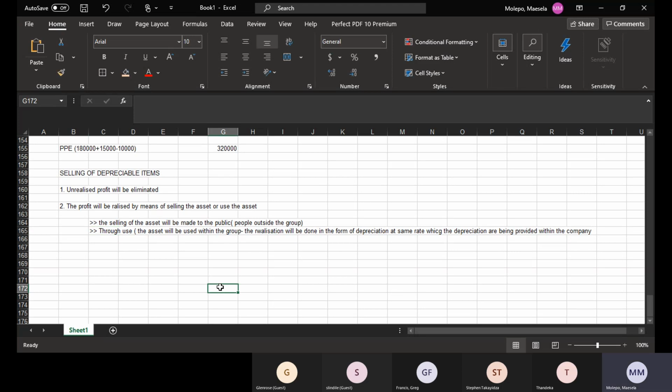Then let's see how the selling of the depreciable item affects our statements. So let's have a look at our exercise, and then I will give you the summary at a later stage. If you go to page 137, we've got an abridged statement of profit and loss and an abridged statement of financial position together with the changes in equity.